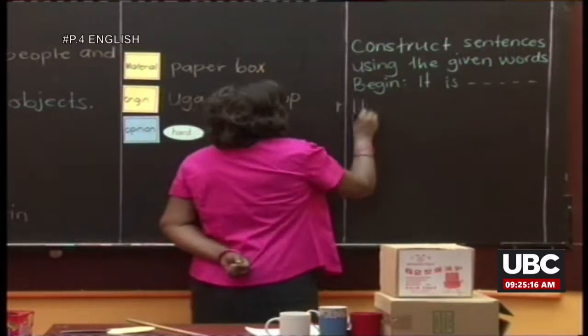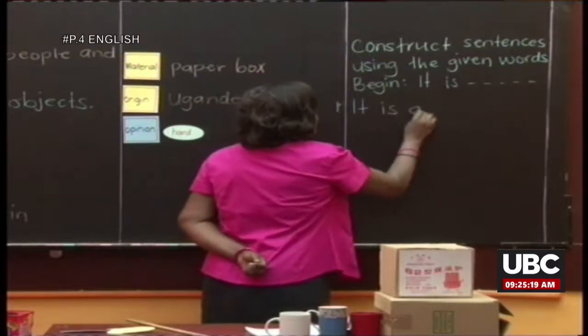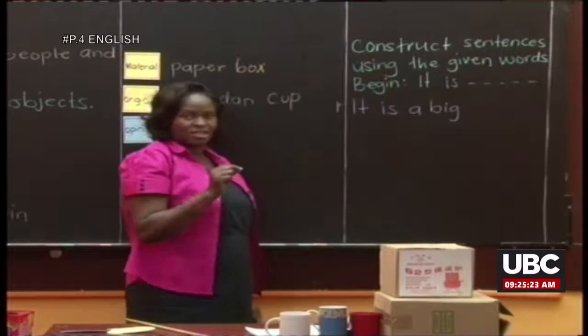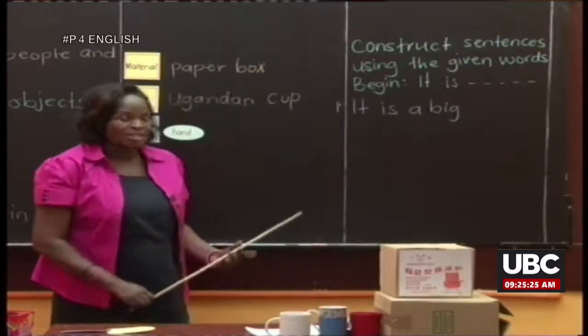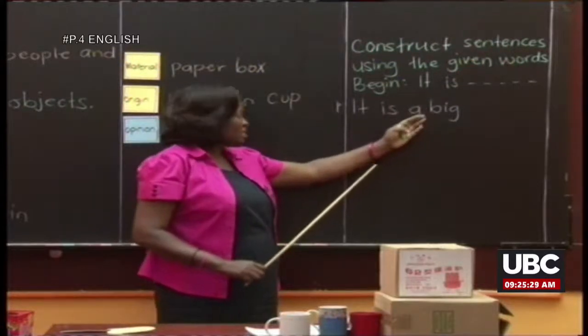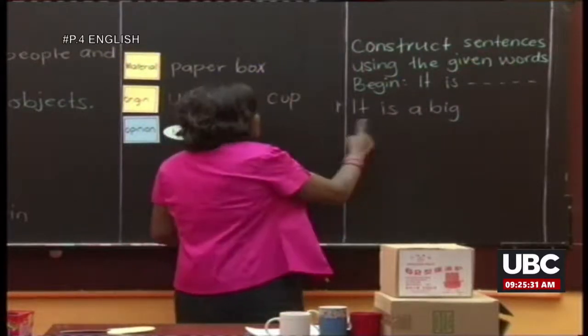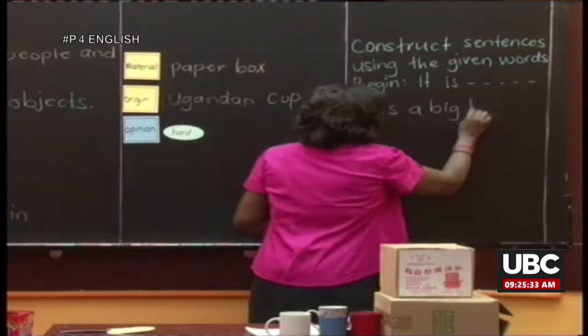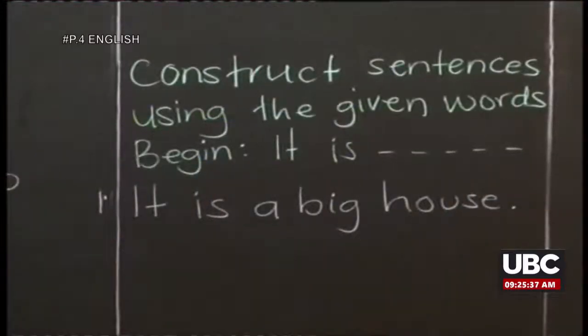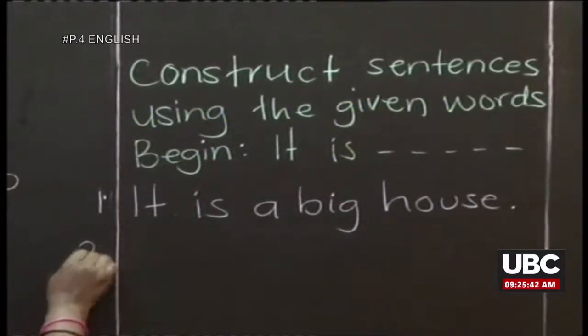You say, it is a big. Remember, we are describing the nouns. Which nouns? We are looking at the objects in particular. So you can put any name of any object at the end there. So you say, it is a big house. It is a big house. You are describing it.